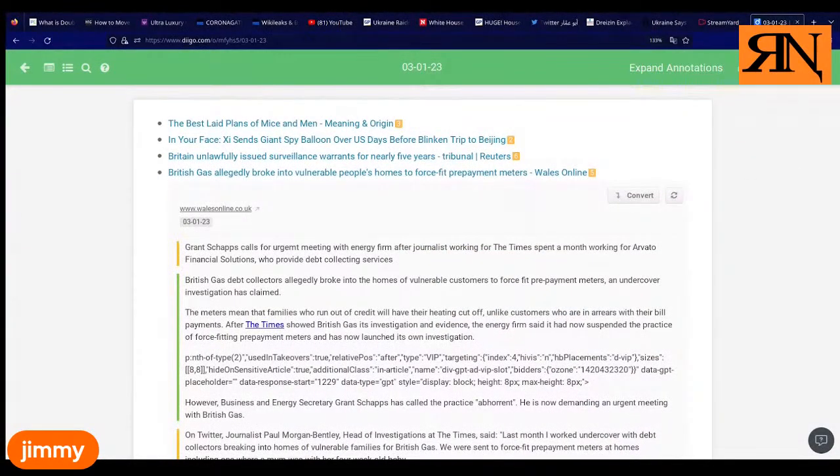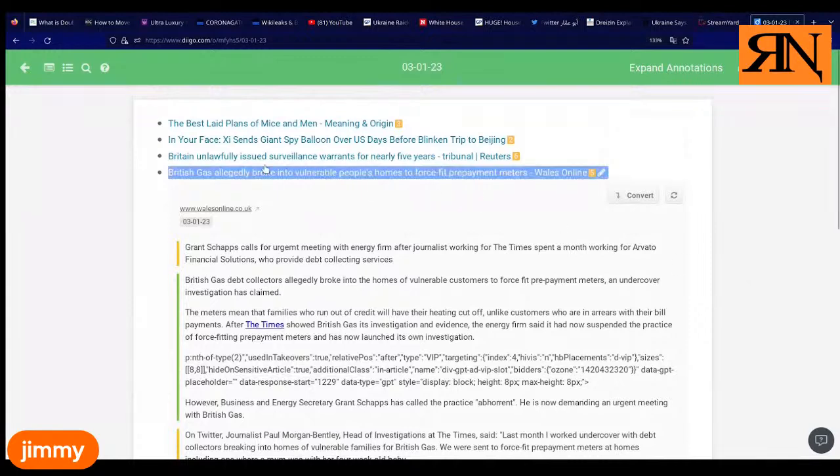And one of the stories that caught my attention, and I found it purely by accident, let's see, I'll just have to get my show notes back up. Yeah, we've got a couple of stories from England, in fact, but this one tweaked my interest, and it was all about gas, right? I'll get it up so that you can actually read along as well. So this was a story coming out from Wales Online, and the headline was British Gas allegedly broke into vulnerable people's homes to force fit prepayment meters.